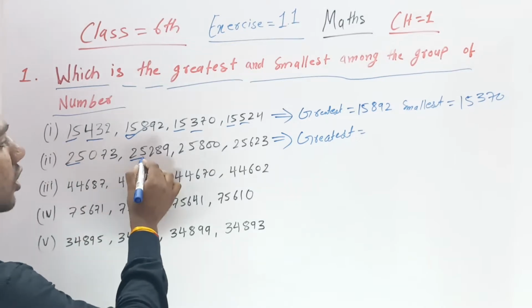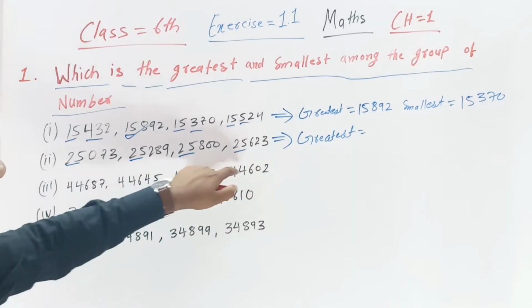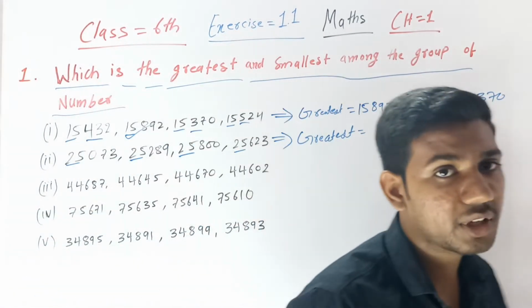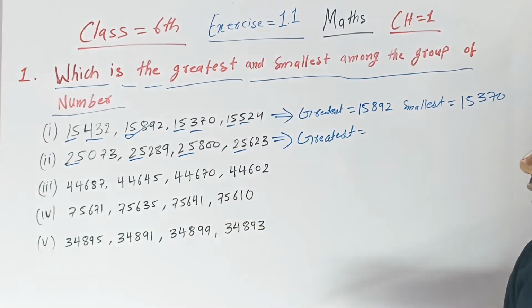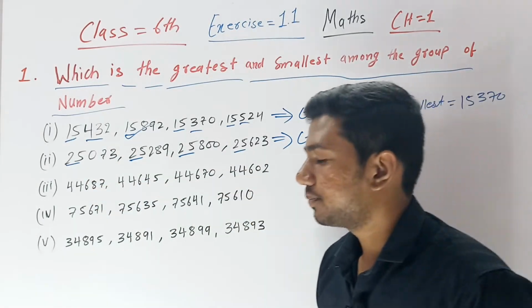It's 25,000. It's also 25,000. In every number in this group, the 1000 place is the same. Which number is that? 25 is in the 1000 place in every number. If you see, every number has 25,000, so it's the same.